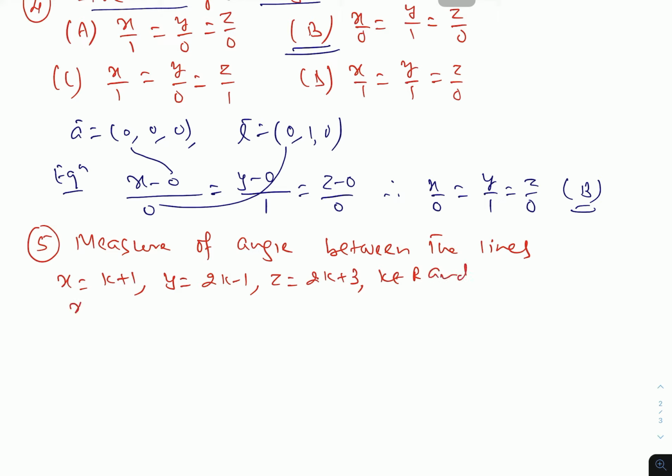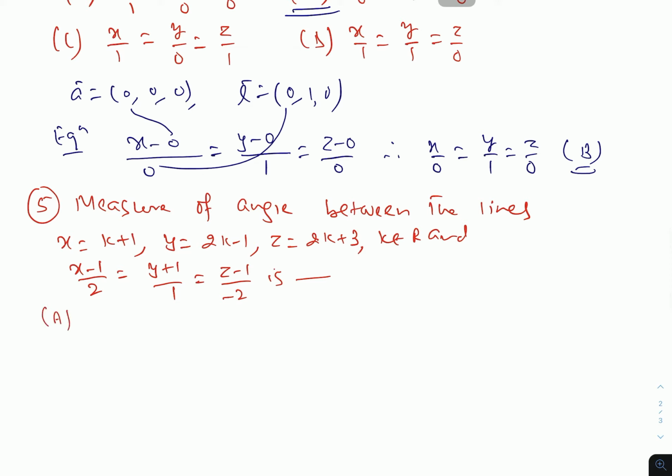and (x minus 1) by 2 equal to (y plus 1) by 1 equal to (z minus 1) by minus 2 is blank. The options are sine inverse 4 by 3, cosine inverse 4 by 9, sine inverse root 5 by 3, and pi by 2.